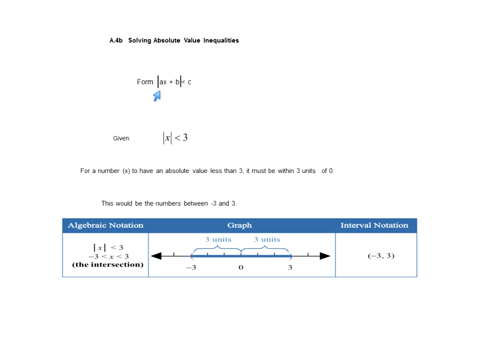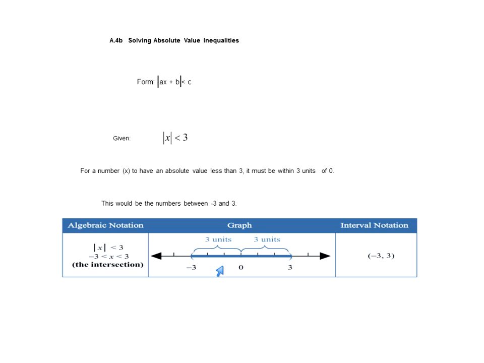Let's start by looking at the form of an absolute value inequality where we will see a less than symbol or a less than or equal to symbol. So if you're given something in this form, what it really means is that in order for the absolute value to be less than 3, it has to be within 3 units of 0. You can see from the graph below how that would appear.